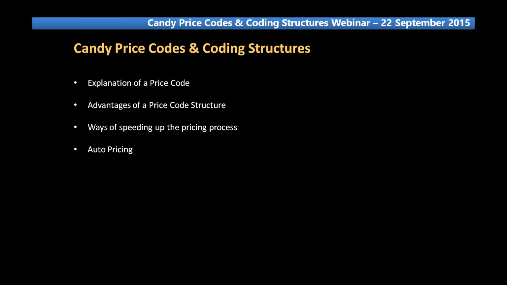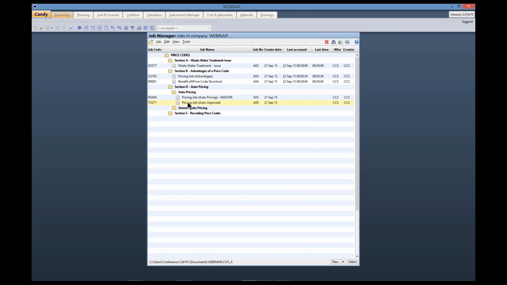Auto pricing. This pricing method will be ideal if you have price codes allocated to your unpriced BOQ items. Auto price from a master will copy all the worksheets to the pricing job. Pricing job, auto price, unpriced job, which is completely a new job.